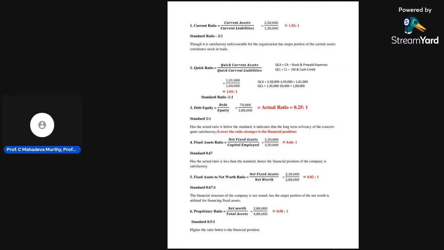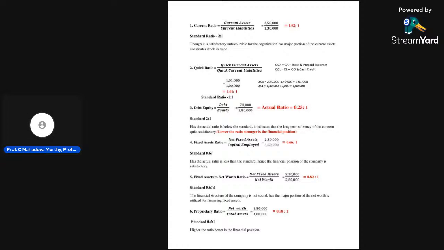This is the actual ratio, 0.66 is to 1. The standard is 0.67. What does the narration say? As the actual ratio is less than the standard, hence the financial position of the company is satisfactory. It should not exceed 0.67. It should be less than 0.67.